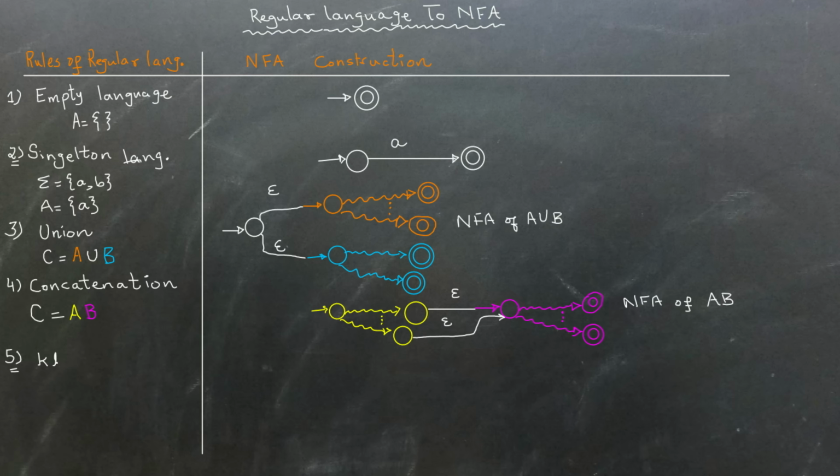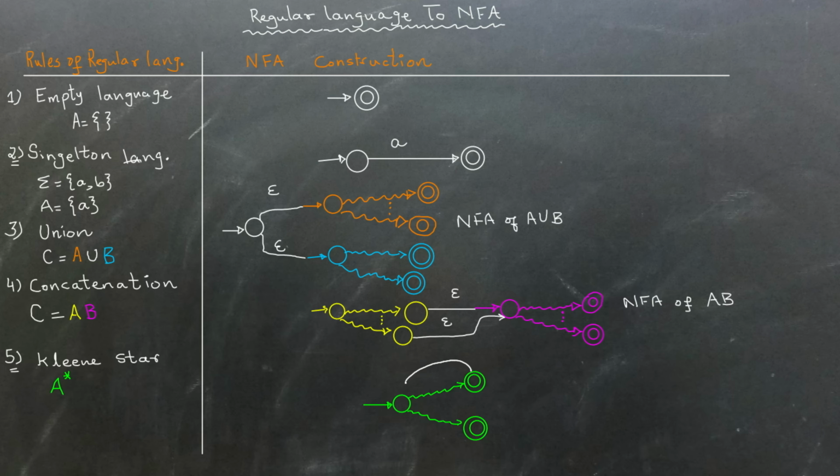Finally, let's discuss the Kleene star. We know that the Kleene star of a regular language is also regular. Assume we already have an NFA for language A and we want to construct an NFA for A Kleene star. To do this, follow these three steps.